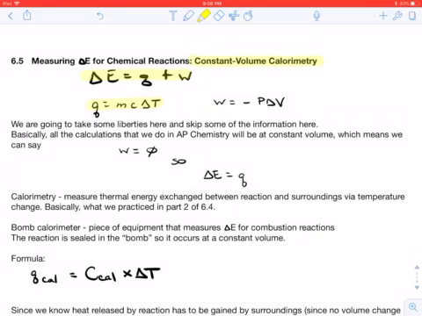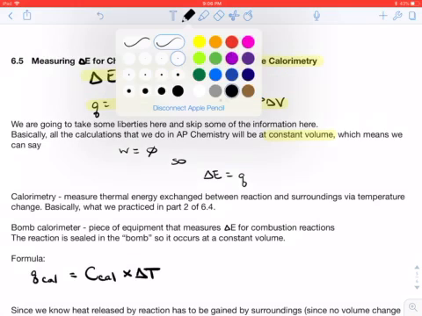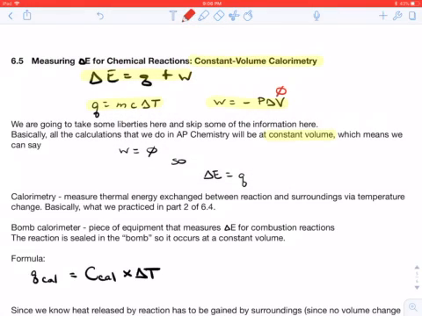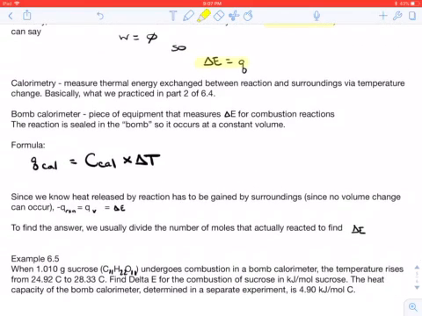I'm not sure if we've spent any time talking about the work equation, but work is equal to negative P delta V. This is where we're going to skip just a little bit, and basically all our calculations that we do in AP chemistry are at constant volume, which means if our volume change is 0, everything else up here becomes 0 as well, because 0 times whatever is going to be 0, and so work becomes 0. And if work is 0, we can say that delta E, or our internal energy, equals heat, and that makes the calculations that we do so much easier.